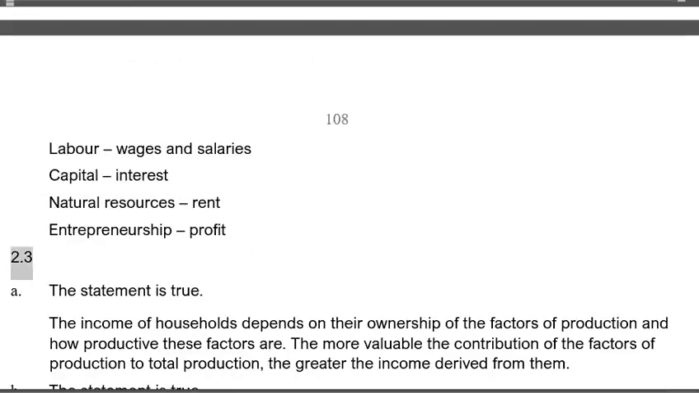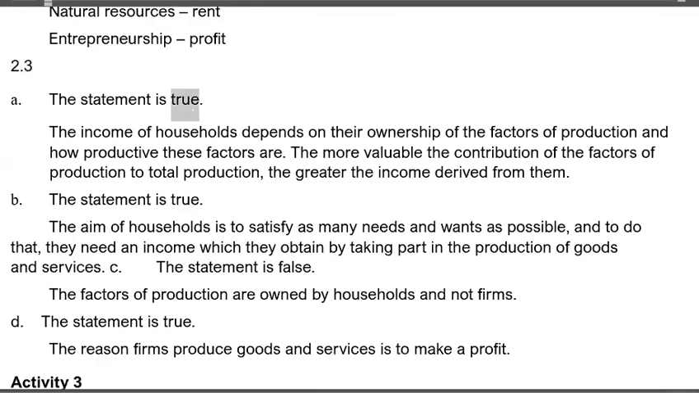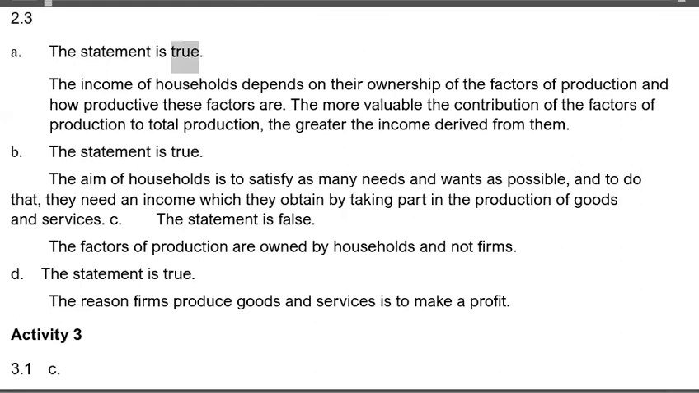2.3. The statement is true. The income of households depends on their ownership of the factors of production and how productive these factors are. The more valuable the contribution of the factors of production to total production, the greater the income derived from them. The statement is true. The aim of households is to satisfy as many needs and wants as possible, and to do that, they need an income which they obtain by taking part in the production of goods and services.